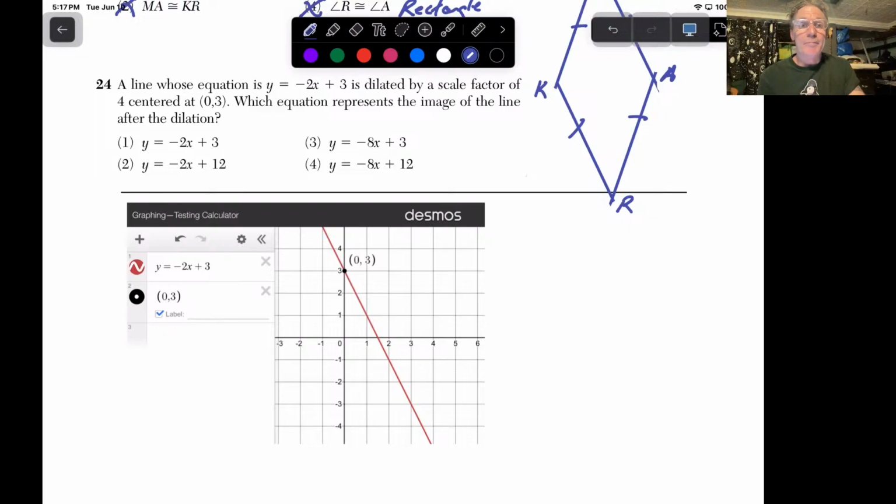So sketch the diagram. A line whose equation is y equals -2x plus 3 is dilated by a scale factor of 4 centered at 0, 3. Which equation represents the image of the line after the dilation? Okay. I would definitely graph this on a graphing calculator of some sort. You can either use your TI, or if you have access to the Desmos graphing calculator, you can use that.